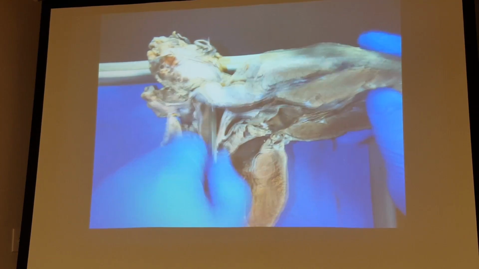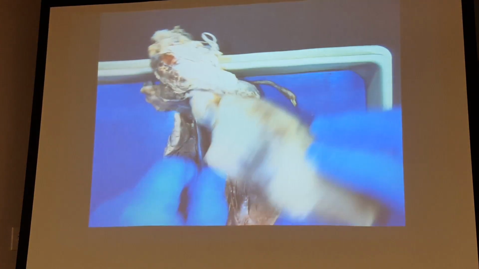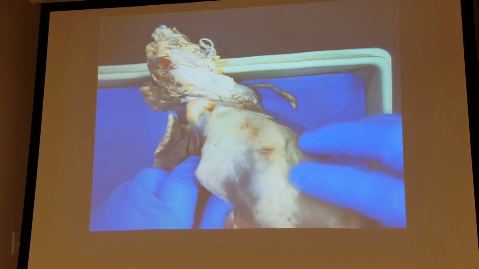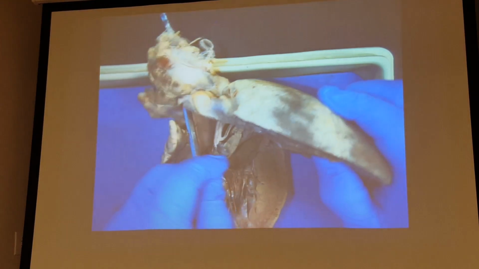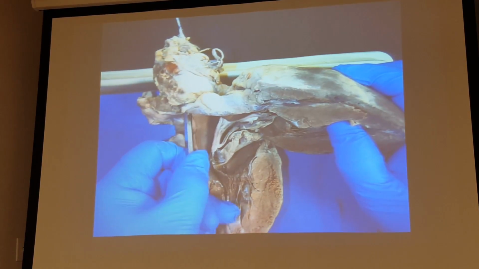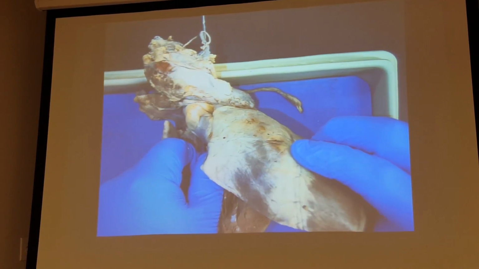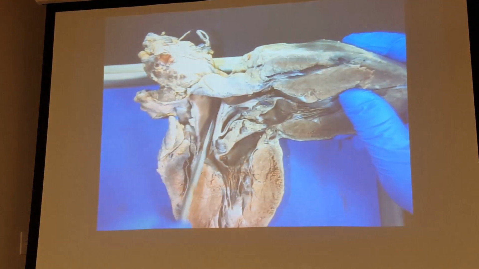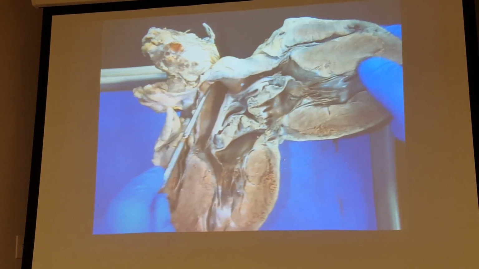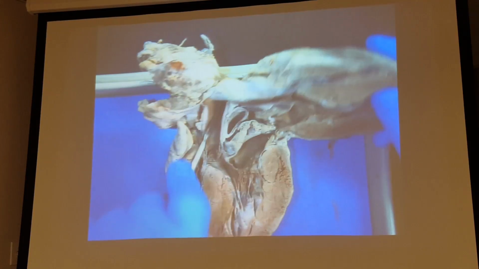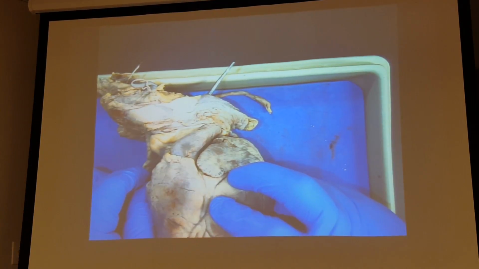Now let me see if I can get the three vessels. Yeah, there we go. So that's the brachiocephalic artery. What I'm doing is looking up into that aorta and sticking my probe in there. This one is the left common carotid, right next to it. Let me get the third one. Being difficult. There we go. And there's the left subclavian.